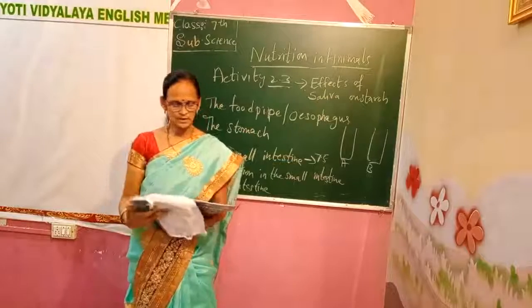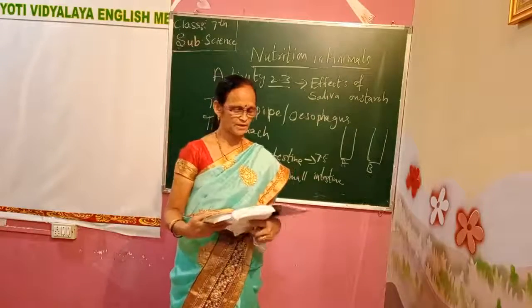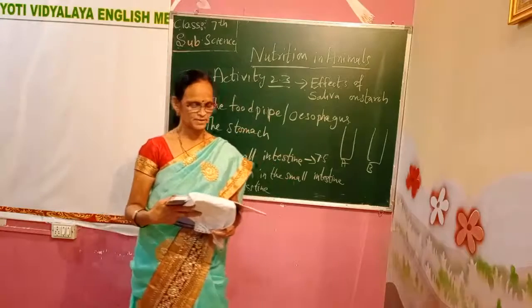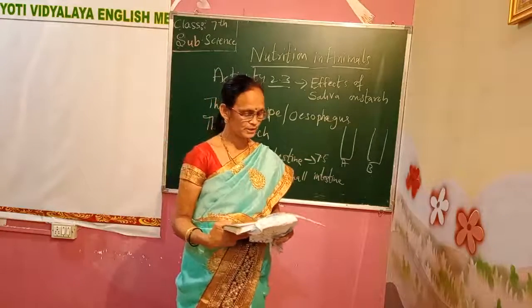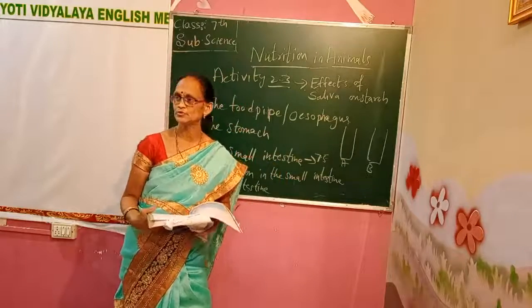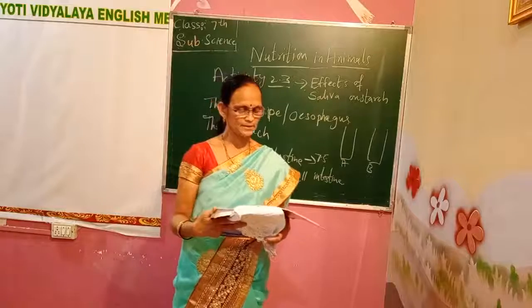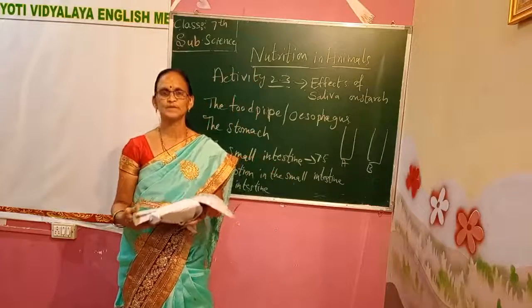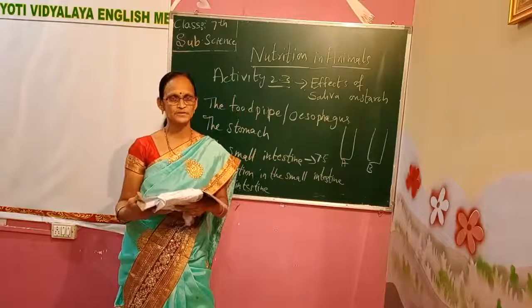It receives secretions from the liver and the pancreas. So what is the small intestine doing? It is getting the juice from the liver and the pancreas. Besides this, the small intestine walls also secrete juice.